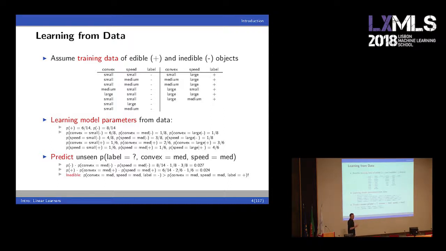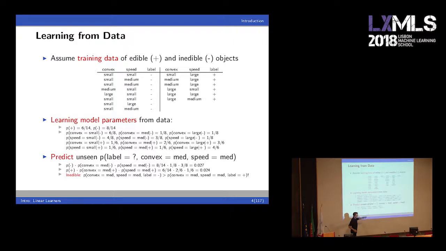Then what we want to do now, and this is what really is machine learning, is we don't want to just replicate our training data. We want to say something about an unseen object. So now we want to see what if our object is medium convex and medium fast. We have never seen this combination in our training data, right? How do we do it?